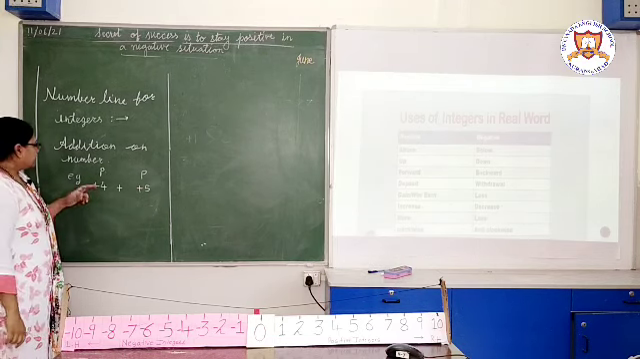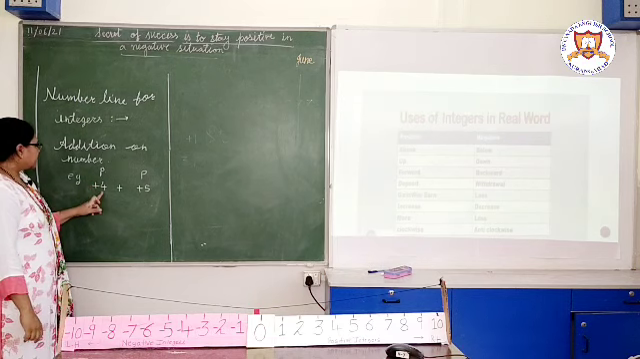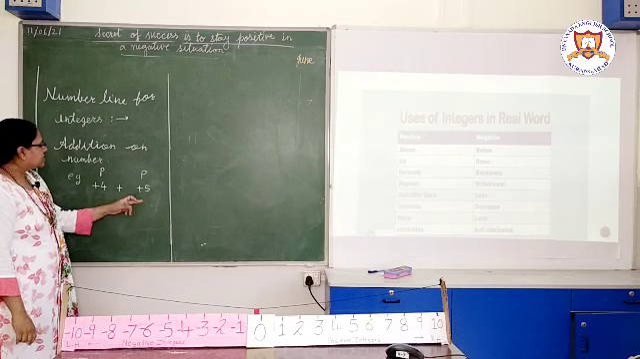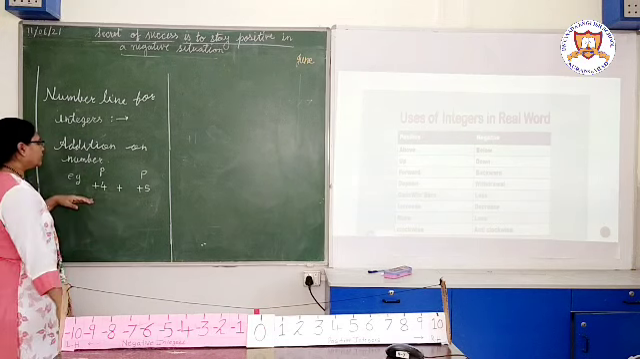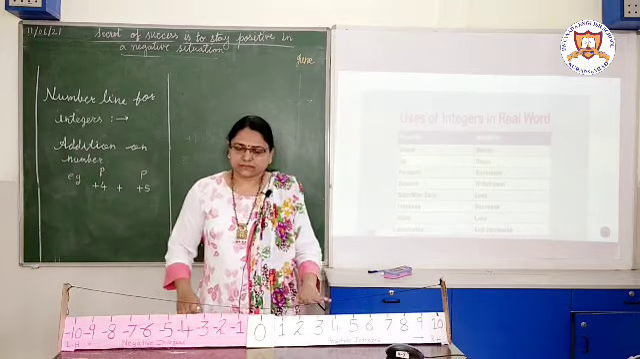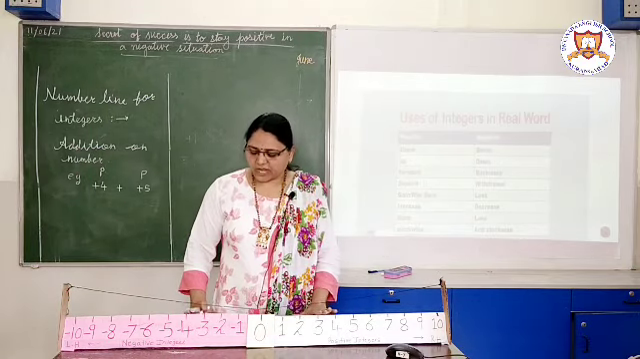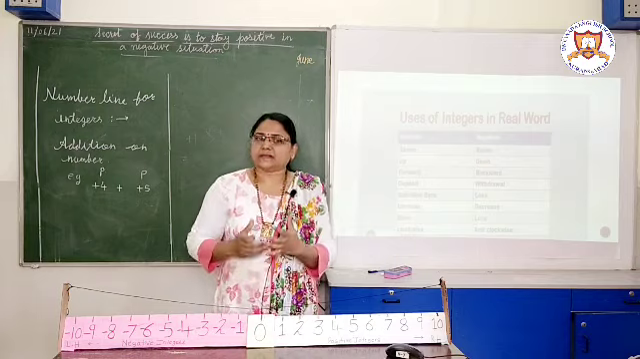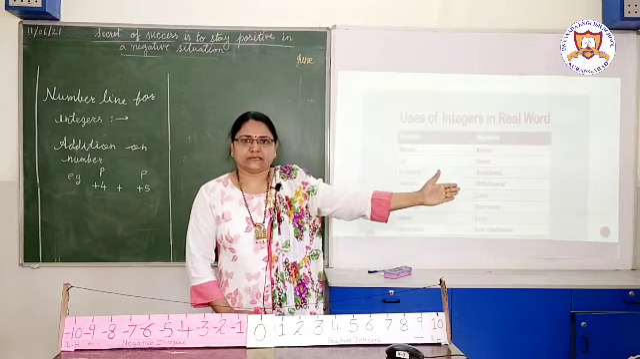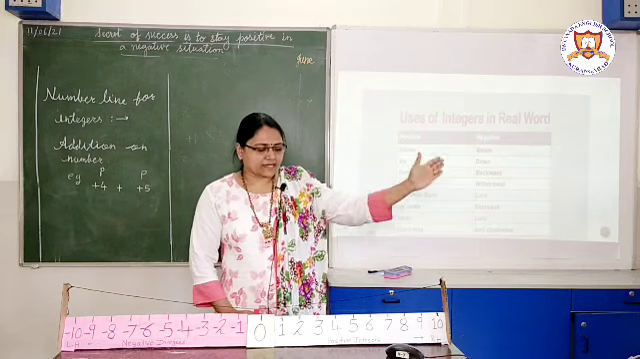How do we do this, plus 4? Now this is a plus 4, which means it is a positive number, a positive integer, and the addition sign is there, so we have to add the numbers. Whenever we do addition, we have to go to the right hand side only.